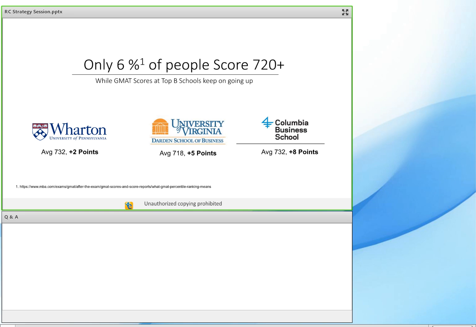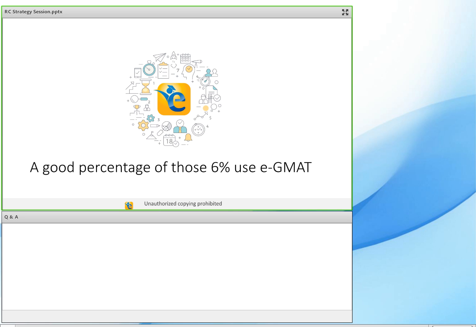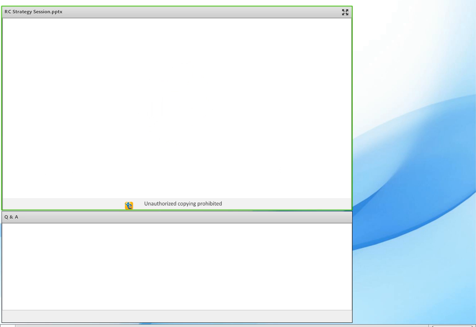And even this year, at many schools, they continue to go up. So while that happens, what is it that people who actually get to the score of 720 or higher do? A good chunk of them, a good percentage of the people who get to these scores, use e-GMAT.